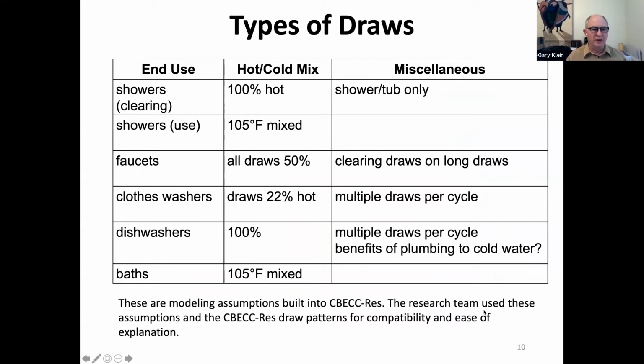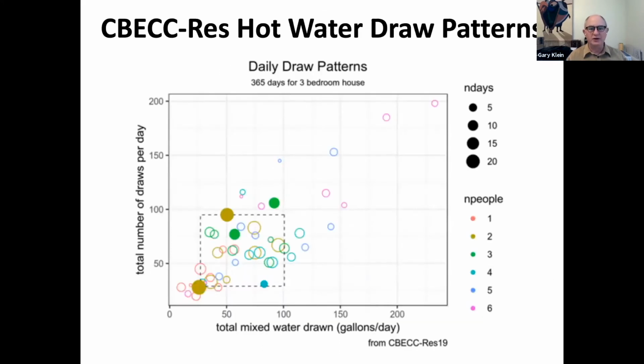They're built into the modeling assumptions in the California Building Energy, the CBECC-RES programs. And we use these assumptions for our basic modeling so that we could match our work to the Energy Commission's work. So here's a whole bunch of daily draw patterns in the CBECC-RES data file. And some of them are really interesting to me.